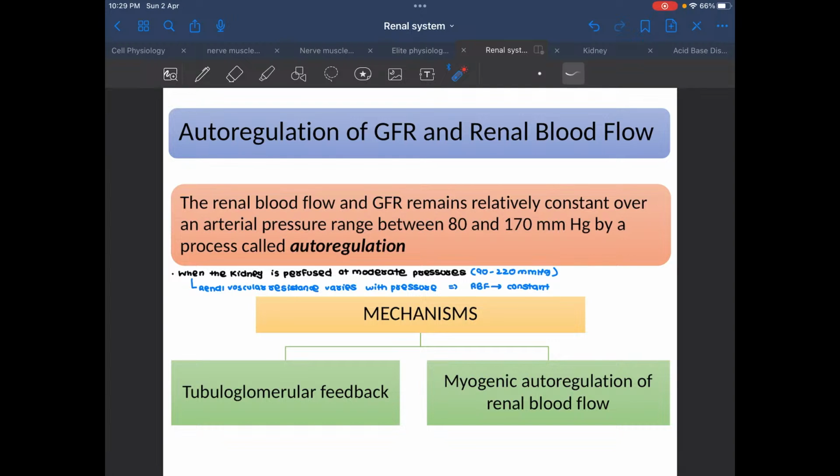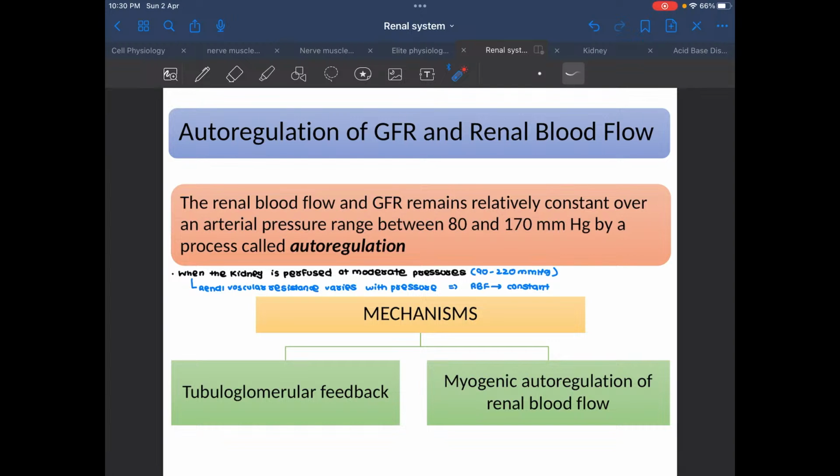So what is this autoregulation all about? The renal blood flow and the GFR remain constant over an arterial pressure anywhere between 80 to 170 millimeters of mercury. Some books state about 90 to 220 millimeters of mercury. I think this is a better range: from 90 to 220 millimeters of mercury the renal blood flow or GFR will not change, even if the arterial pressure changes. Now, how does the kidney manage that, which we'll be studying?